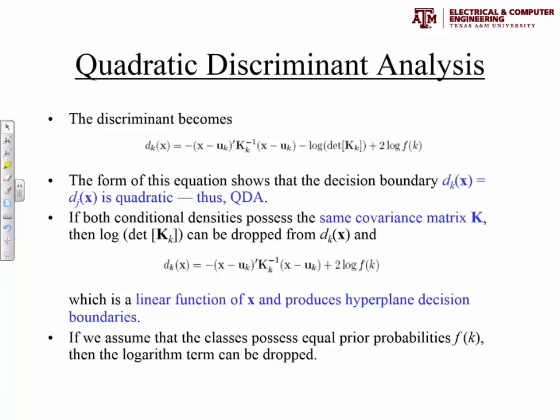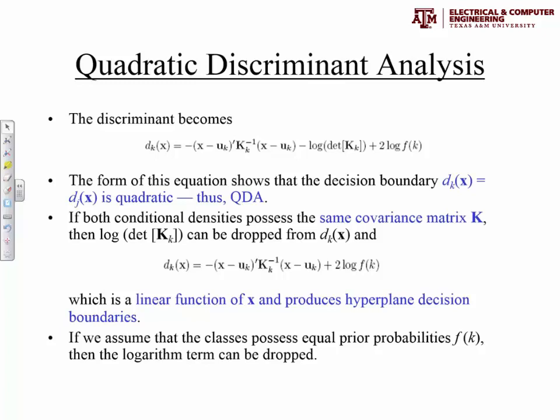Now here it says this is a linear function of x and produces hyperplane decision boundaries. It's not quite correct, okay? Because it's still not a linear function, because there's a quadratic term here. However, when you compare dk with dj, because both the classes have the same covariance matrix, this x transpose K inverse x is going to cancel out. So you'll be left with a linear function. And once you have a linear function, you know that it is going to produce a hyperplane decision boundary, a straight line, right?